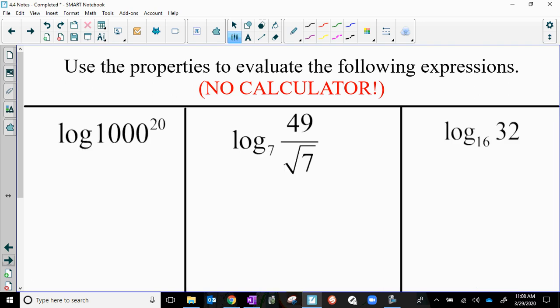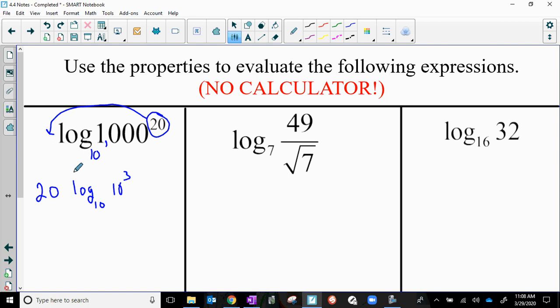Okay, let's try some more problems using these properties. When the log has a base that's not written, it means the base is 10. It's the common log. Now, if we do 1,000 as a power of 10, that's easy, but we got this extra power here, so I don't like that at the moment, so I'm going to bring it out in front. So now we have 20 times log base 10 of 10 cubed.